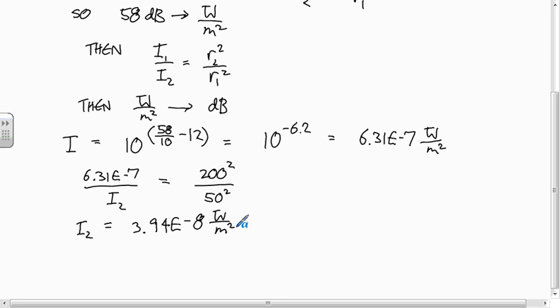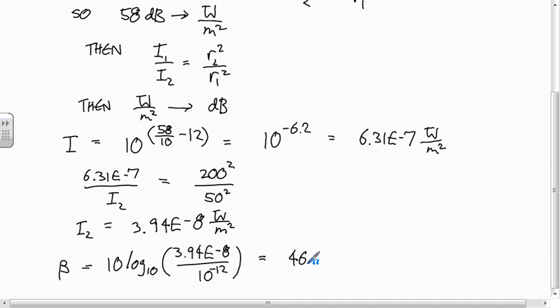And then the last thing we have to do is just express that back in decibels. So the intensity in decibels is 10 times the base 10 logarithm of 3.94 times 10 to the minus 8 divided by 10 to the minus 12. And you get 46.0 decibels.